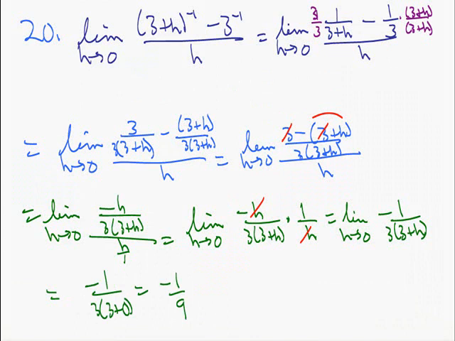So we did some algebraic manipulation to get a function that is equivalent to the original everywhere except for a value of 0, and then took the limit at that point, and that is the limit of the original function, negative 1/9.